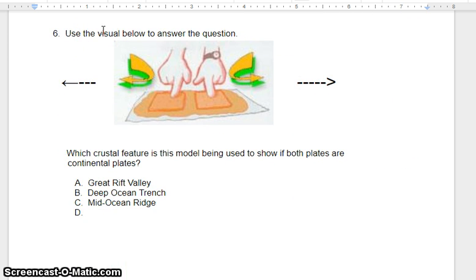Use the visual, number 6. Use the visual below to answer the question. We have this one moving that way, this one moving this direction. Which crustal feature is this model being used to show if both plates are continental plates? A, Great Rift Valley. B, a deep ocean trench. C, mid-ocean ridge. Both are continental plates.